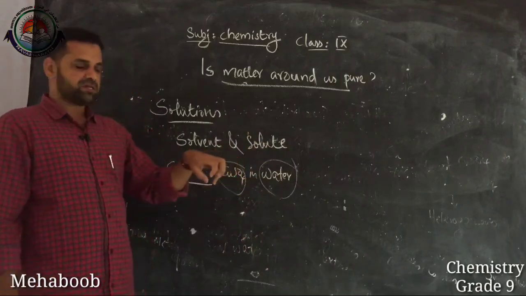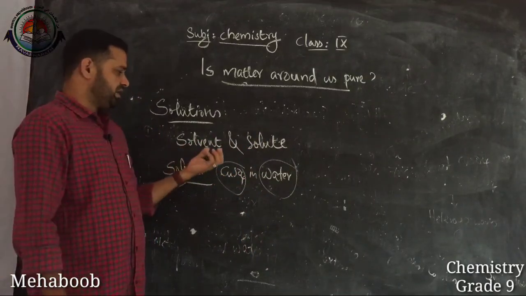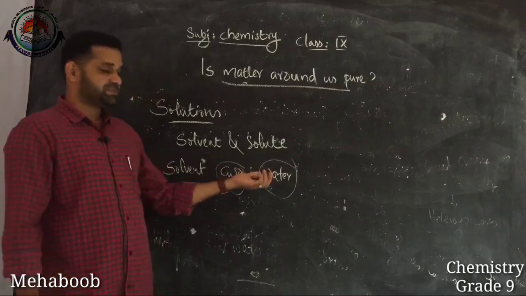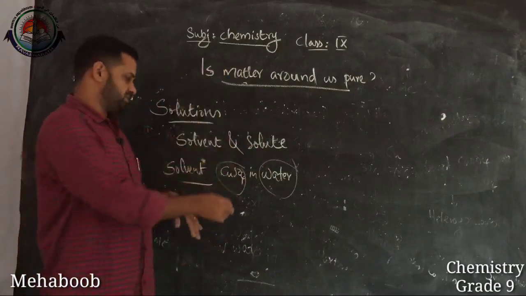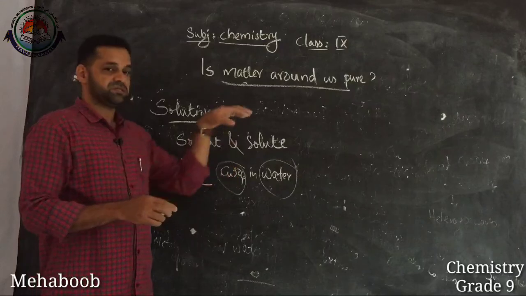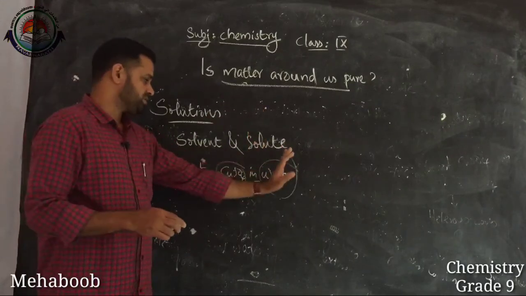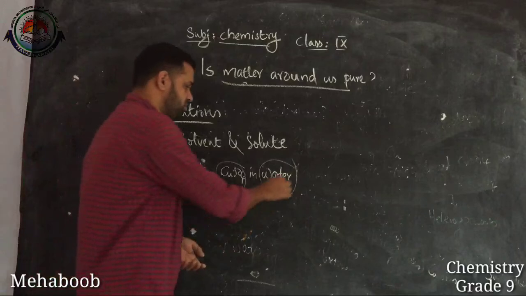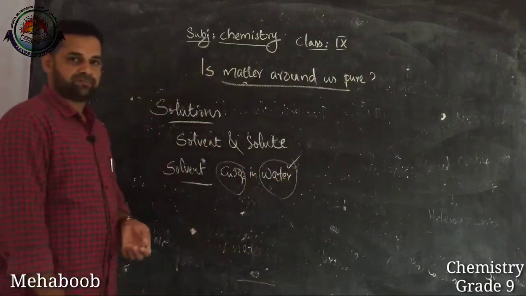So the component of the solution in which the other substance dissolves is the solvent. Here the other substance is copper sulfate. Copper sulfate is dissolved in water. So water is the solvent in this copper sulfate solution.